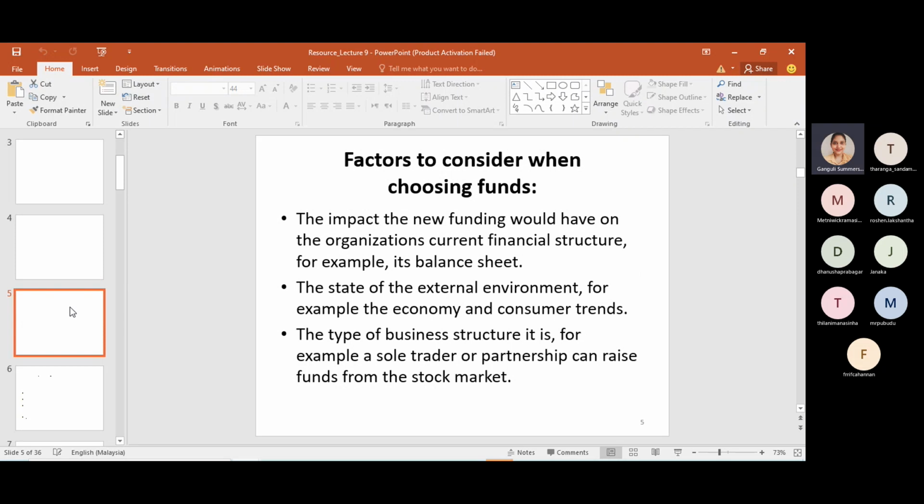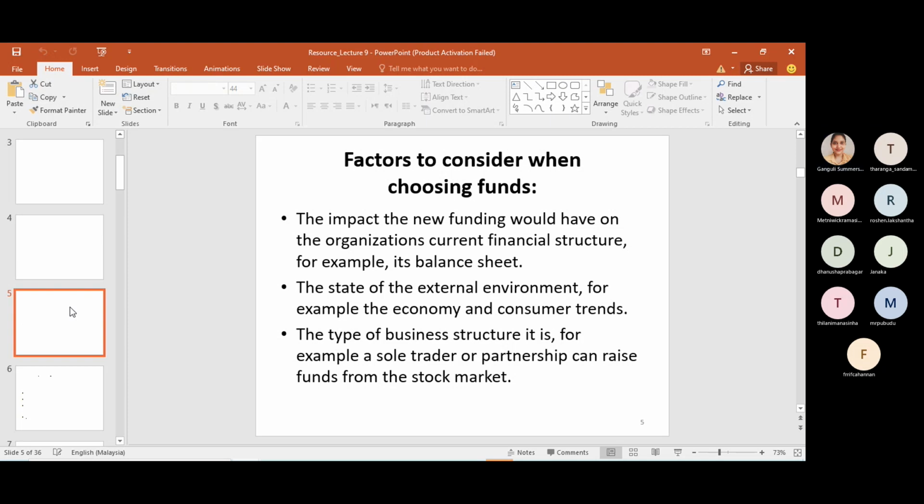The organization's current financial structure should also be considered. Are you generating enough income, are you generating enough profit, or are you experiencing a loss? And the state of the external environment should also be considered, for example the economy and consumer trends. The changes that happen in the outside environment should be considered when choosing funds.